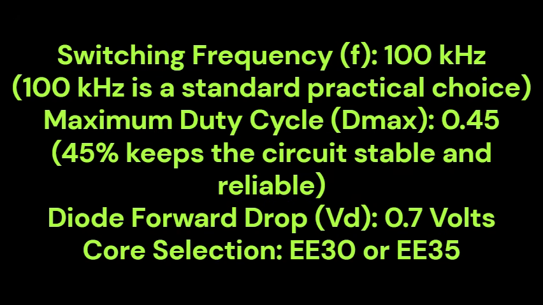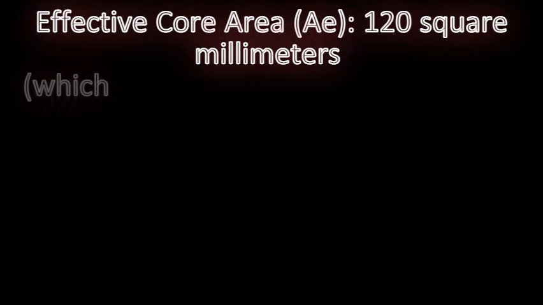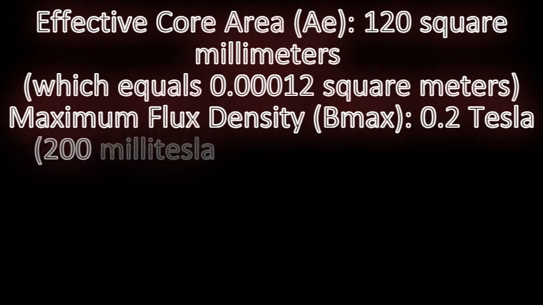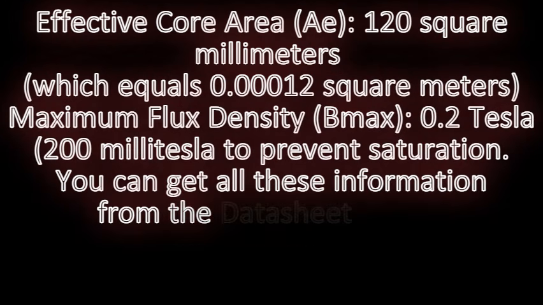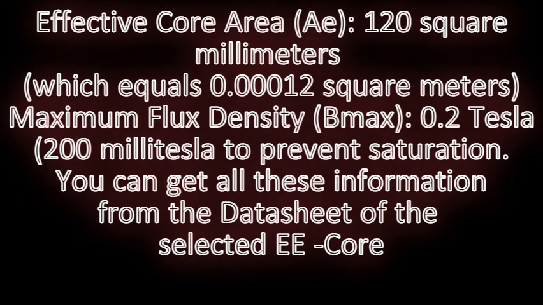Switching frequency F, 100,000 Hz, 100 kHz is a standard practical choice. Maximum duty cycle D max, 0.45, 45% keeps the circuit stable and reliable. Diode forward drop VD, 0.7 volts. Core selection, EE30 or EE35. Effective core area AE, 120 square millimeters which equals 0.00012 square meters. Maximum flux density B max, 0.2 Tesla, 200 millitesla to prevent saturation.